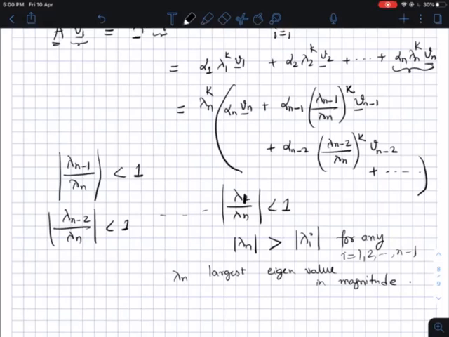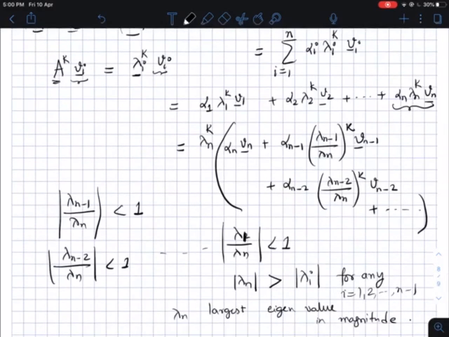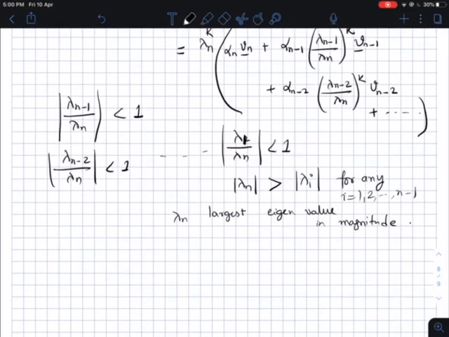Not just as a real number but in magnitude. So you'll see that what the power method does is it gives you the eigenvalue that has the largest magnitude. It doesn't care if it is positive or negative. In fact, it could be the smallest eigenvalue as a real number, but the largest eigenvalue in magnitude. That's what the power method gives.